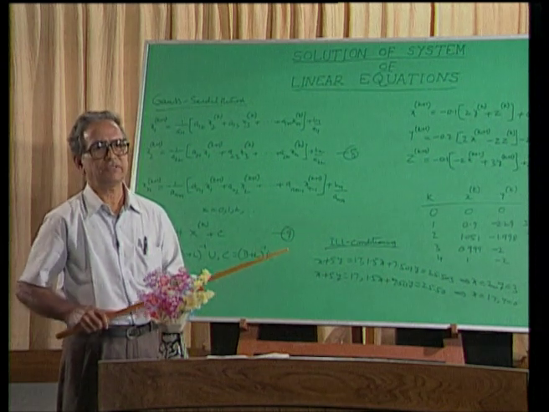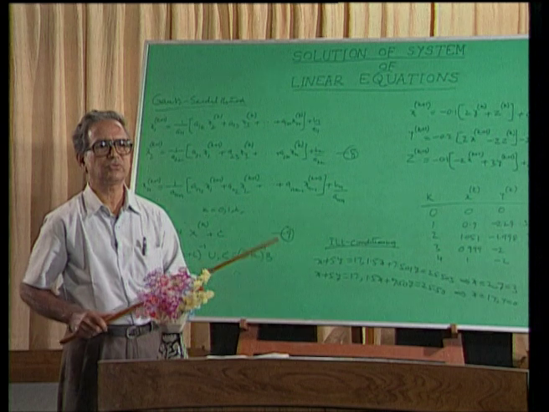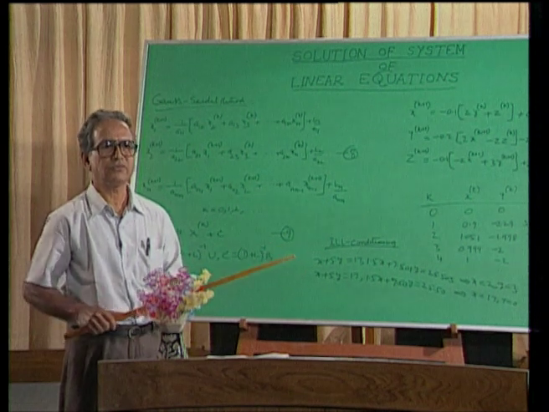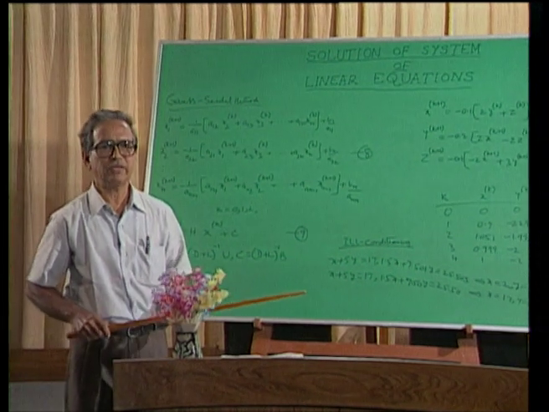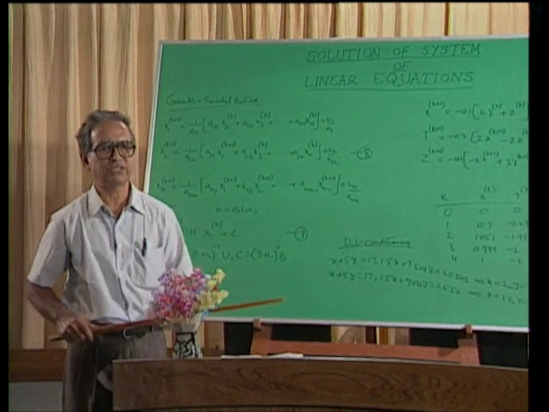And in the third equation, we use x1 k plus 1 and x2 k plus 1 so as to obtain a better value for x3. Like that, we use whatever better values are obtained for the unknowns in the next stage.